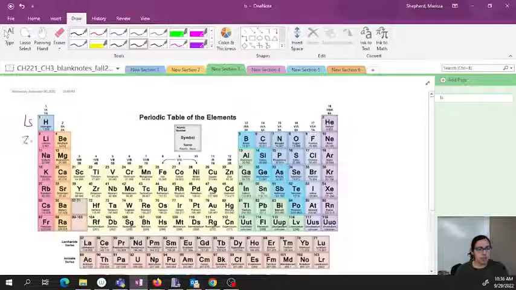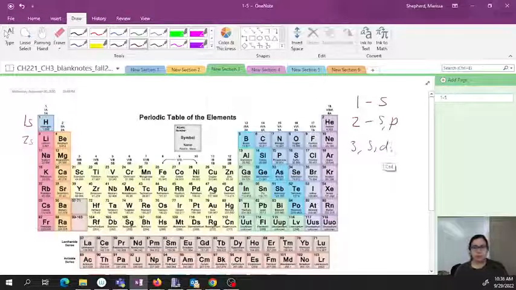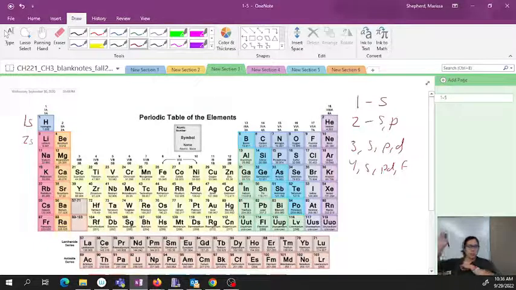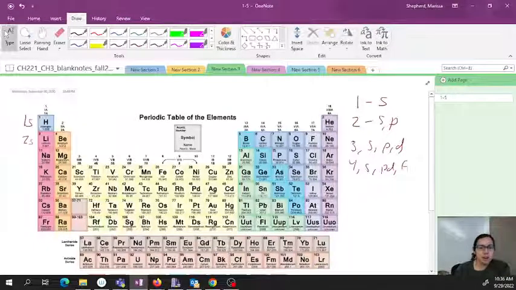Then we go down to the 2s. So the first quantum level only has the s orbital. The 2 has an s and a p. 3 is spd. And 4 would be spdf. And of course, you could go on theoretically, but we'll stop there.